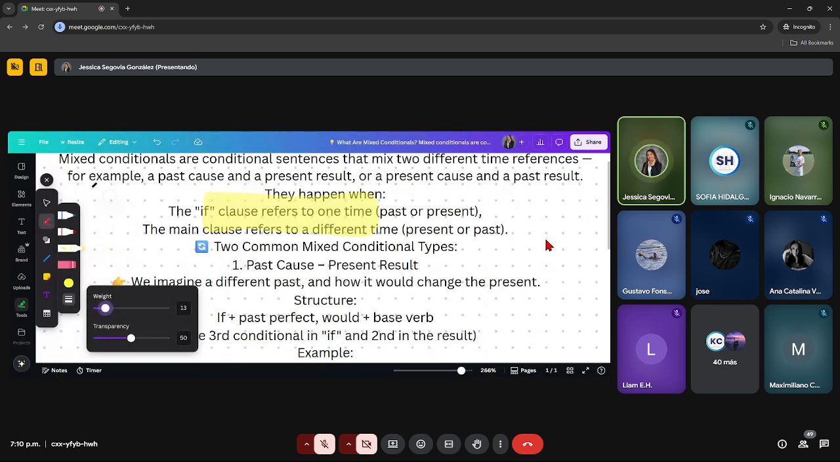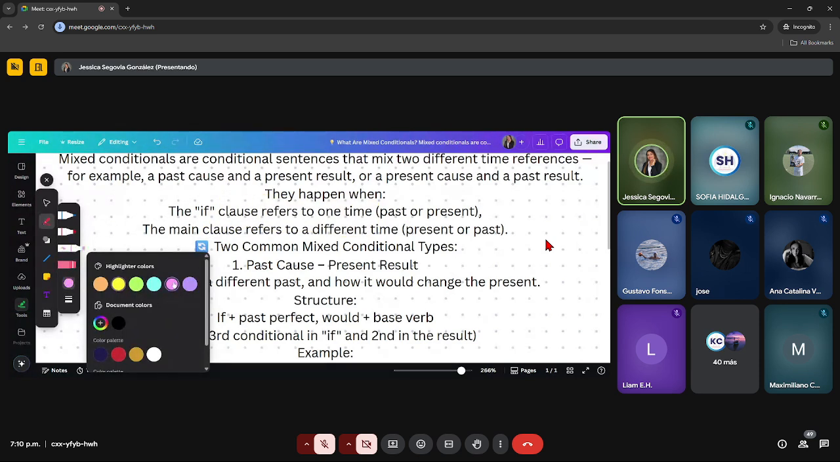Give me a second so I can change this to something a little bit more cute.